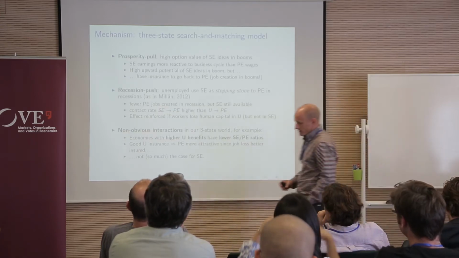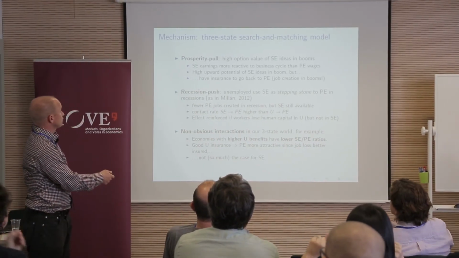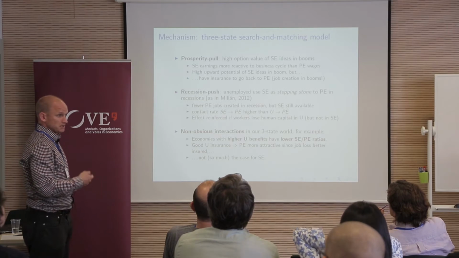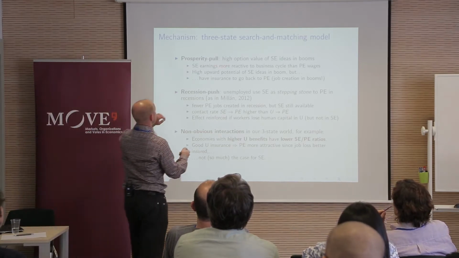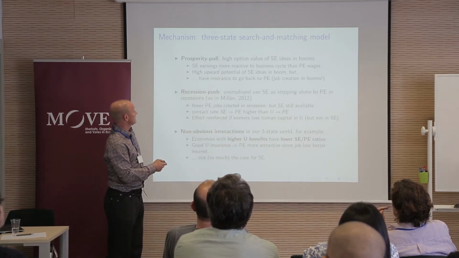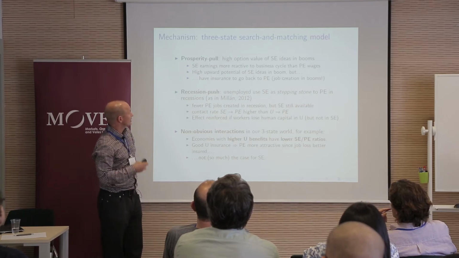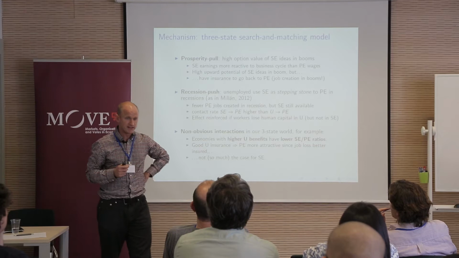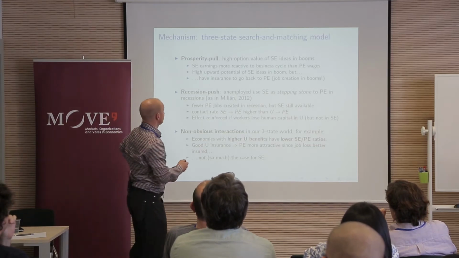Let me briefly walk you through the mechanism. We're going to have a 3-state search and matching model with directed search, pretty much standard. The prosperity pool will work as follows. There's going to be a high option value of SE ideas in booms. What's crucial for us to assume is that SE earnings are more reactive to the business cycle than PE values. We still have to do more data work on that, but that's what you need to generate that in the model.